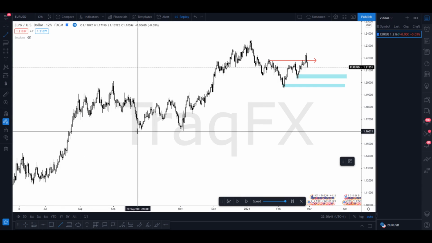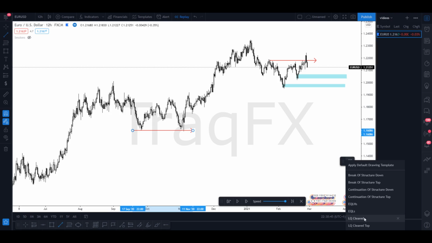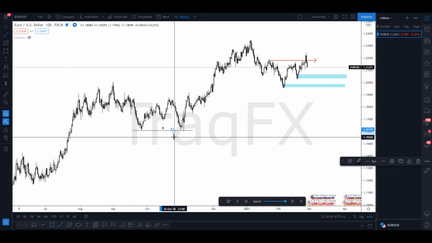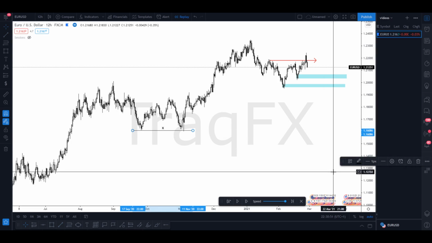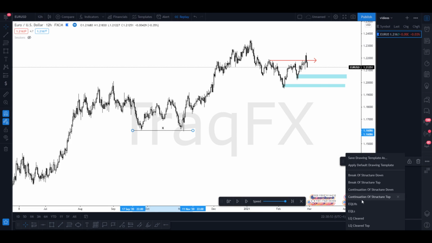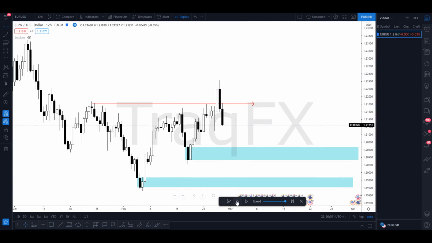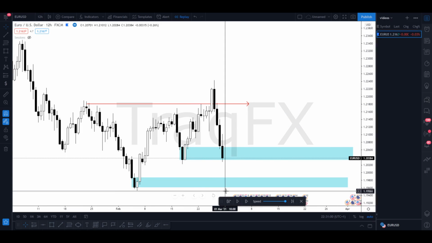Now, Euro did create some type of liquidity over here that it might end up selling off to. It could sell off all the way back down and take that out. Well, we don't have that type of proper confirmation quite yet because overall structure is still bullish. So price comes into our area of focus.